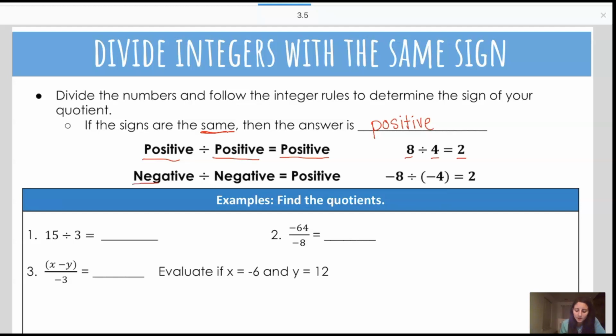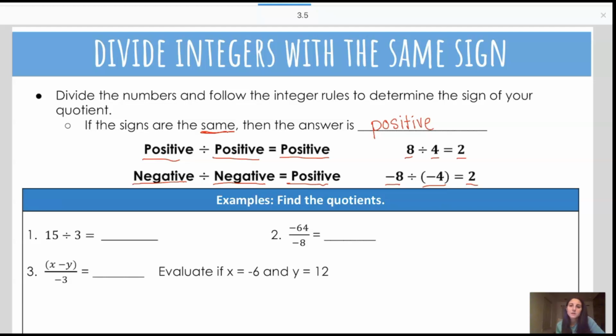This also means that a negative divided by a negative is positive. Because they are both negative, they're both the same, our answer is positive. You can see that in a number example by seeing negative 8 divided by negative 4 is positive 2. Let's look at some more examples.